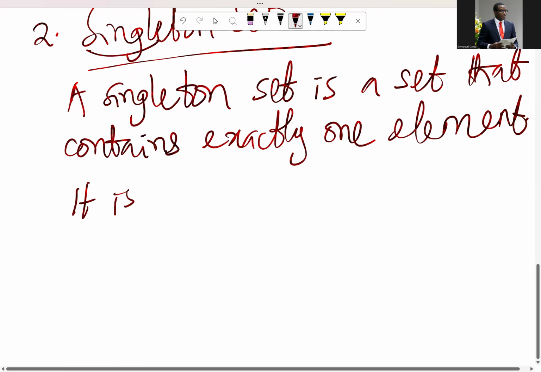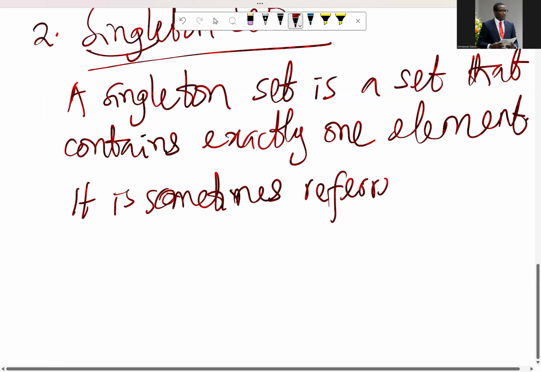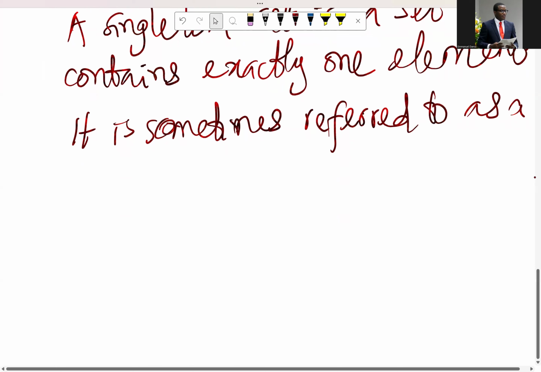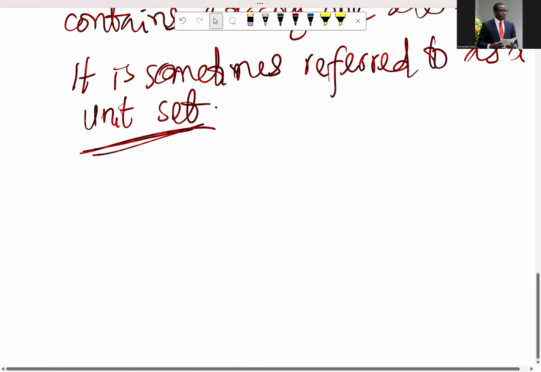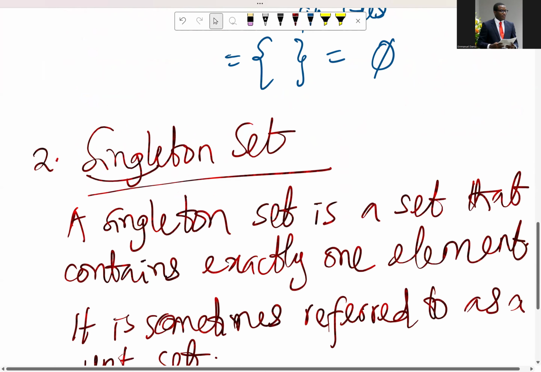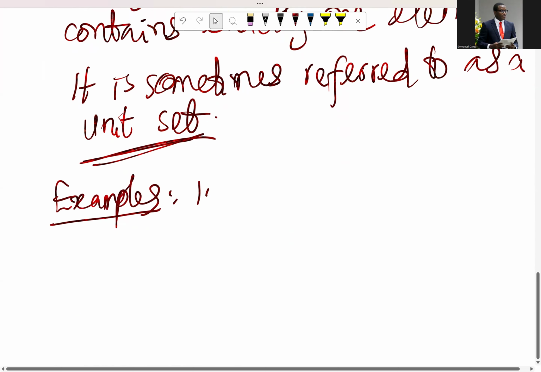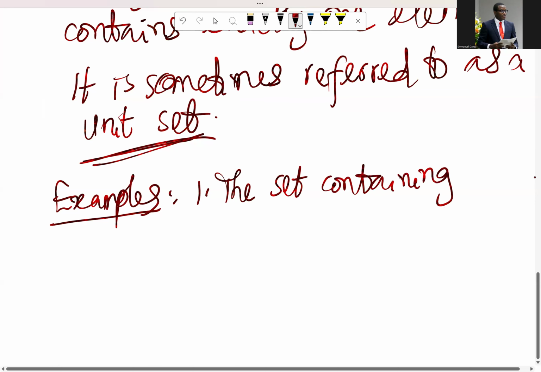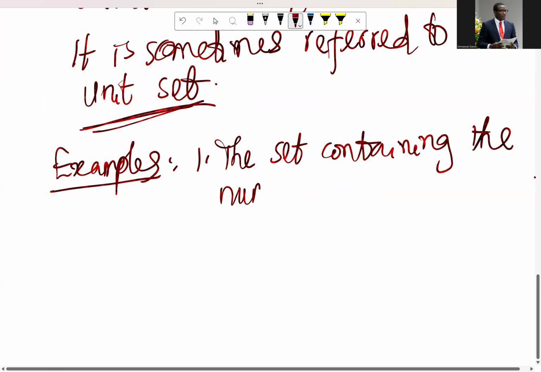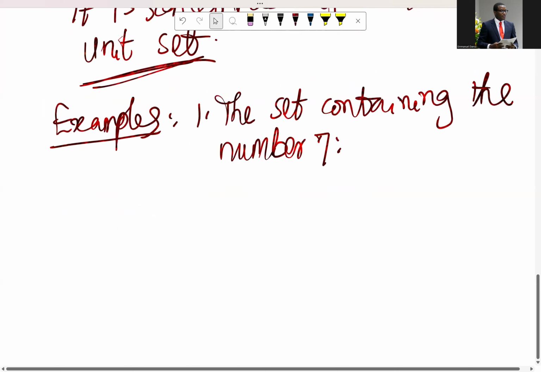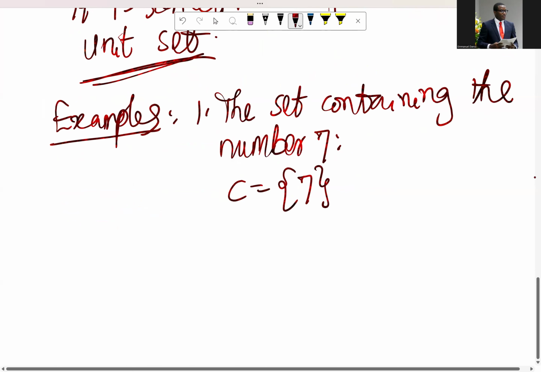So a singleton set can also be called a unit set. Let's look at possible examples. The first one: the set containing the number 7. There's only one 7 that we know, so that's simply C equals 7. It's a singleton set containing 7. This set has exactly one element, so it is a singleton.